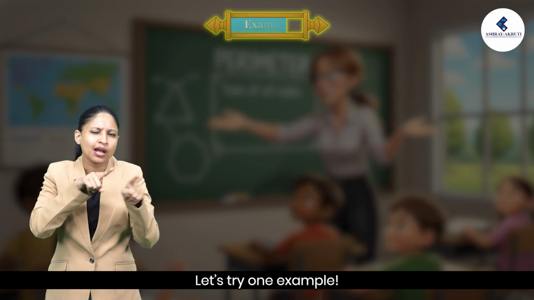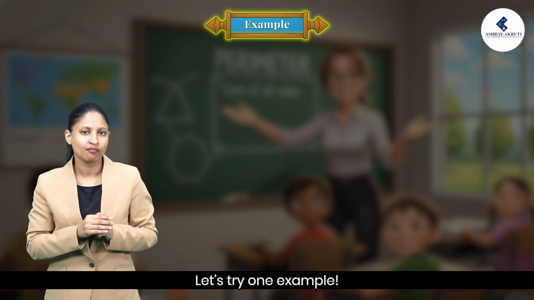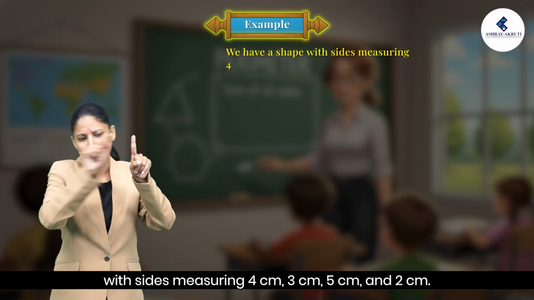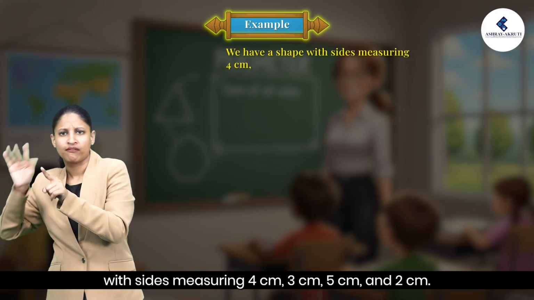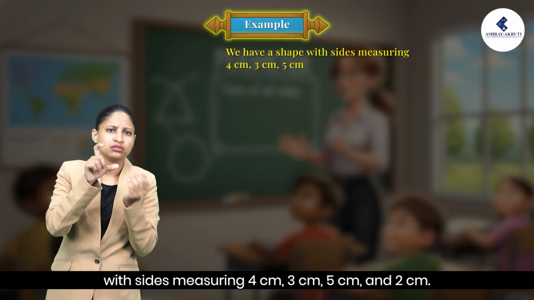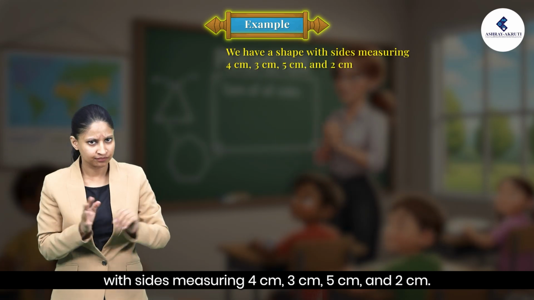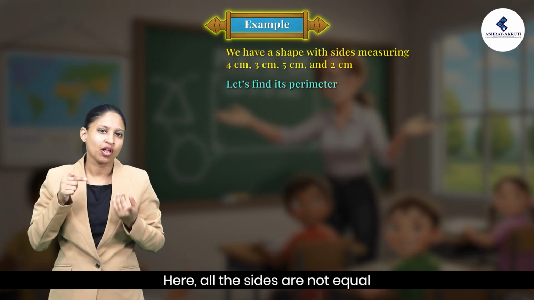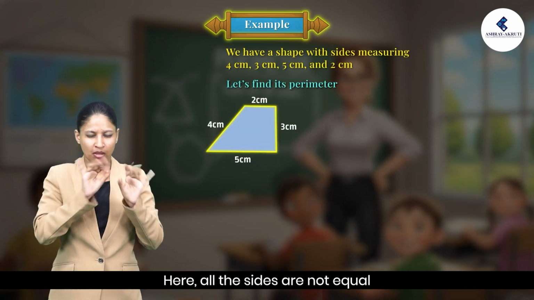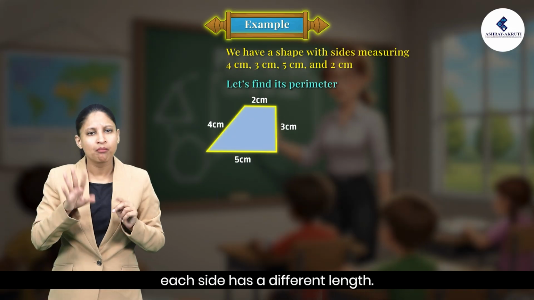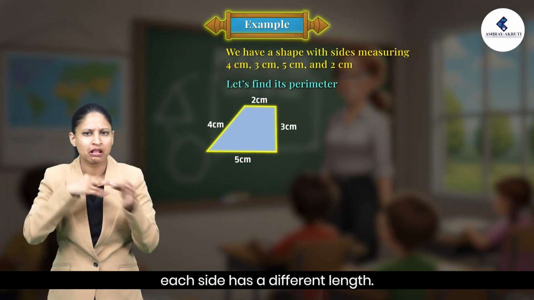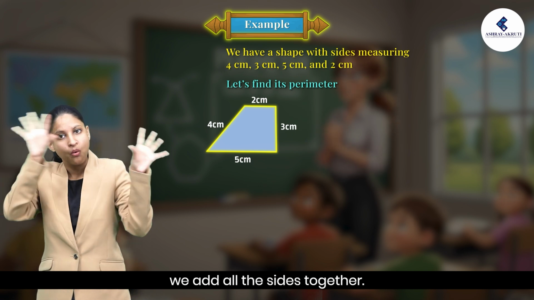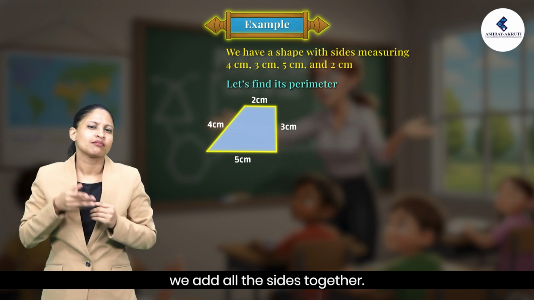Let's try one example. We have a shape with sides measuring 4 cm, 3 cm, 5 cm and 2 cm. Let's find the perimeter. Here all the sides are not equal. Each side has a different length. So, to find the perimeter, we add all the sides together.